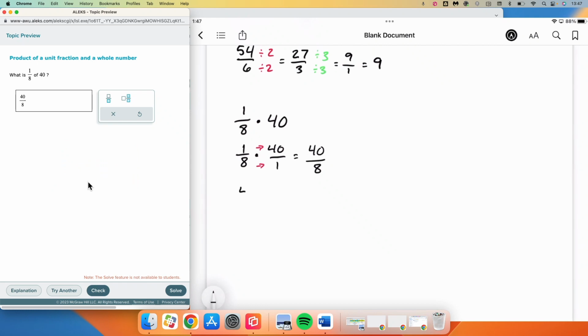So 40 over 8. You could notice that those are both divisible by 2. I'm going to notice that those are both divisible by 8. So the larger number we can find that they're both divisible by speeds the process up. 40 divided by 8 is 5. 8 divided by 8 is 1. And 5 over 1 is the same as 5.